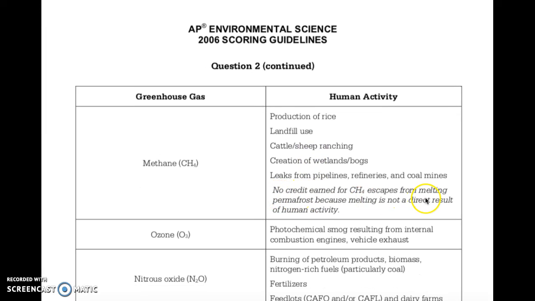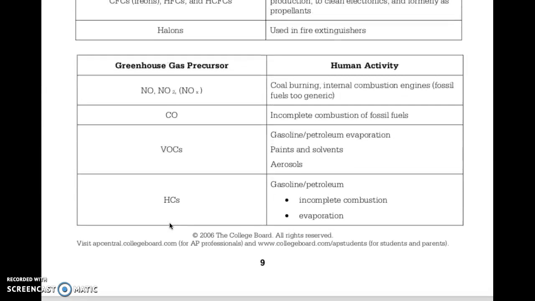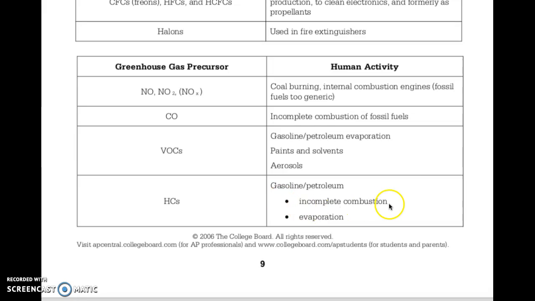You cannot get credit for methane escaping from melted permafrost or methane hydrates in the ocean, because that's an indirect result of human activity, not a direct result of human activity. So you have to list 2 of these greenhouse gases that they have here and explain the human activity that releases them.